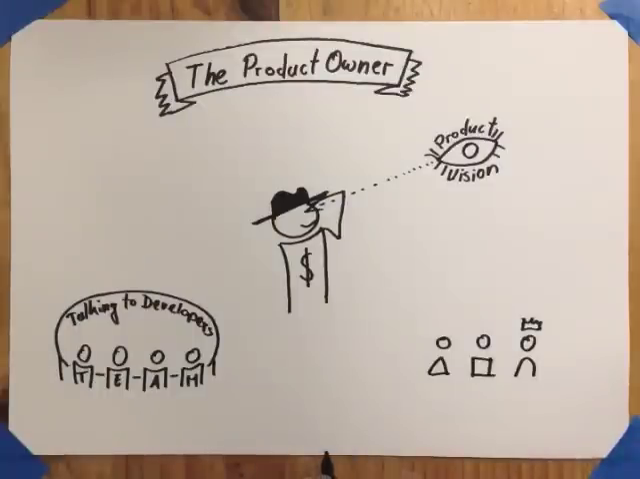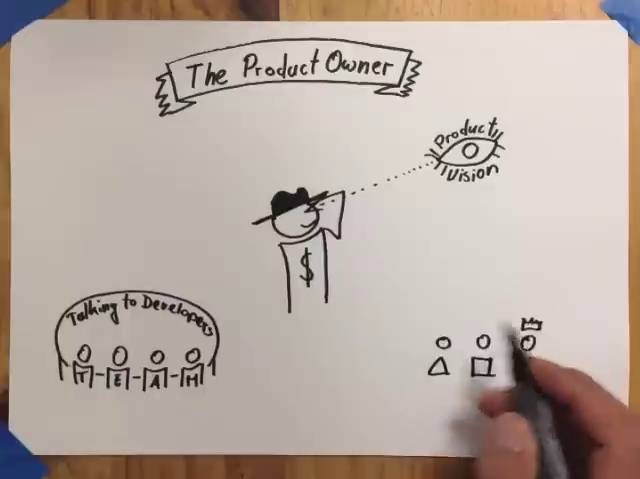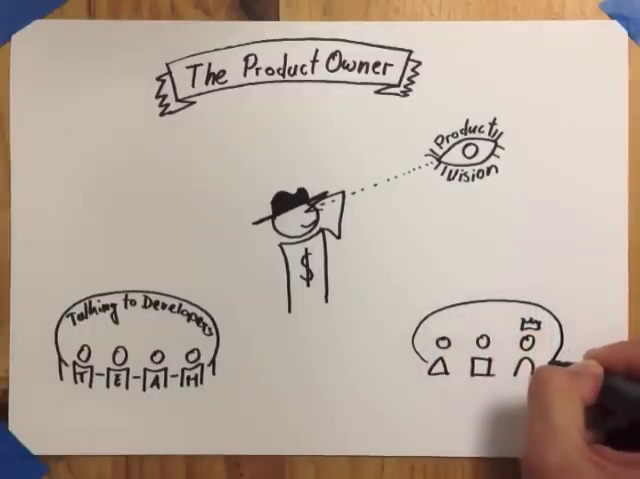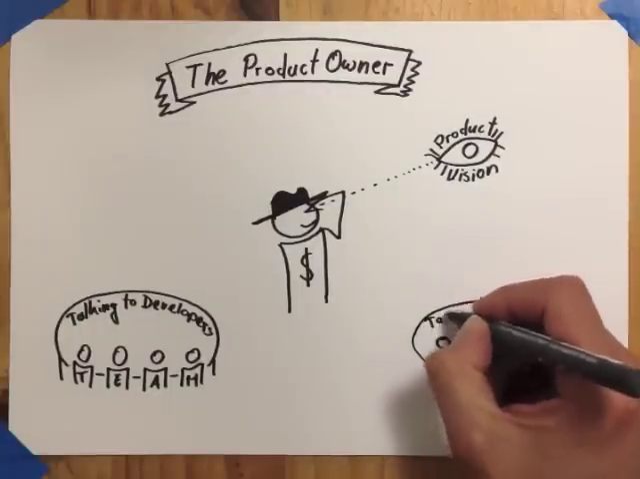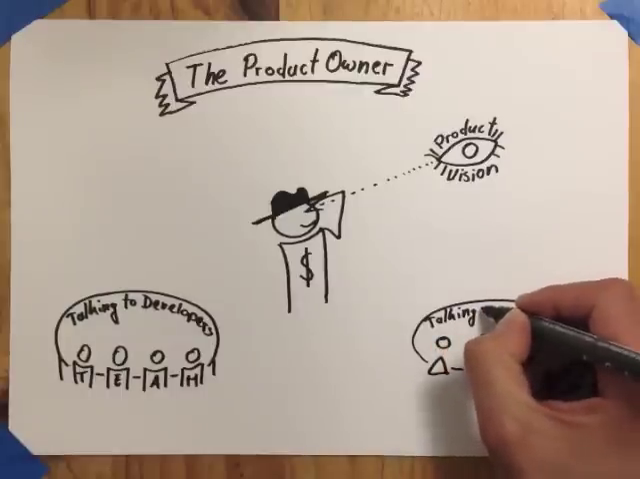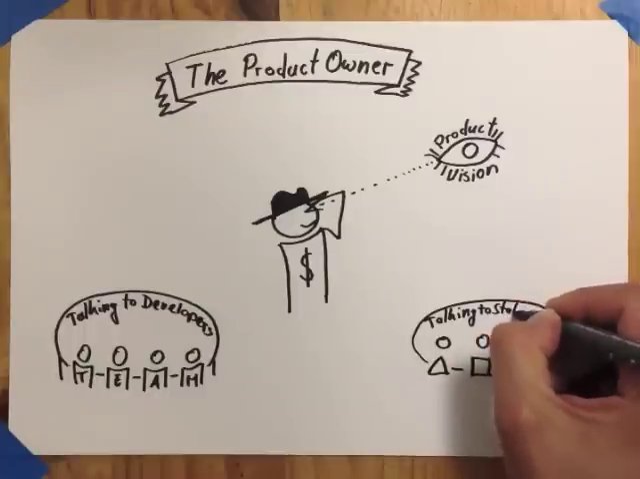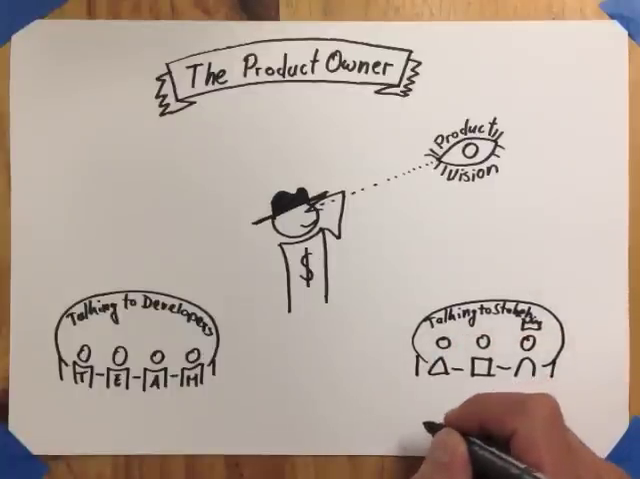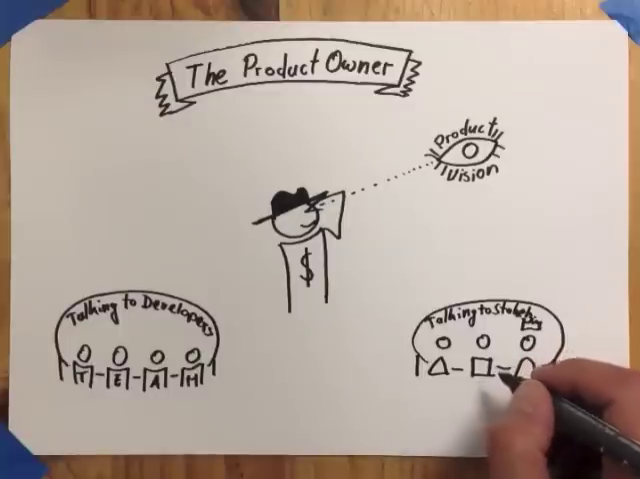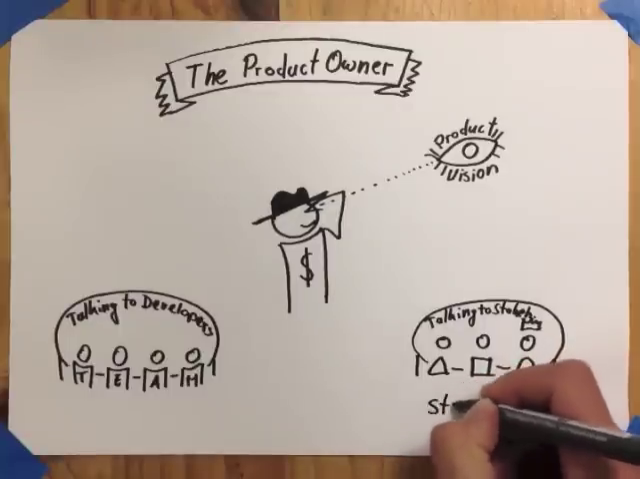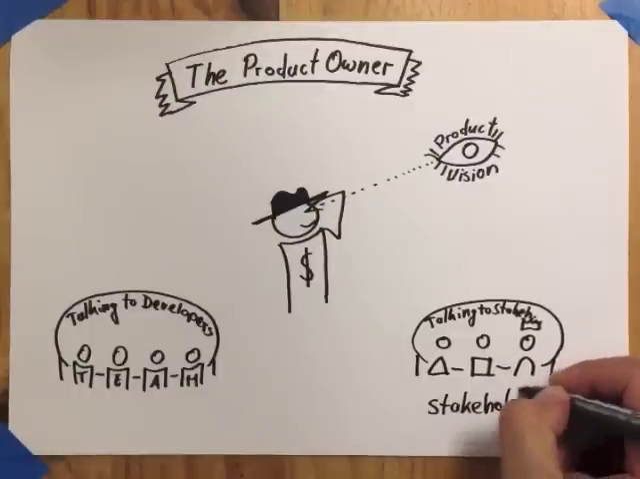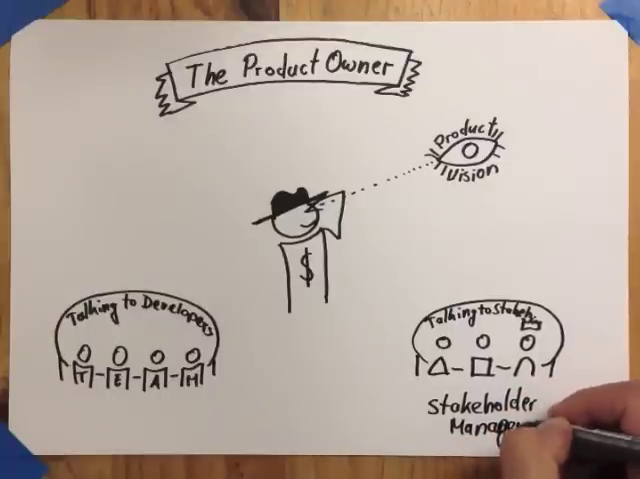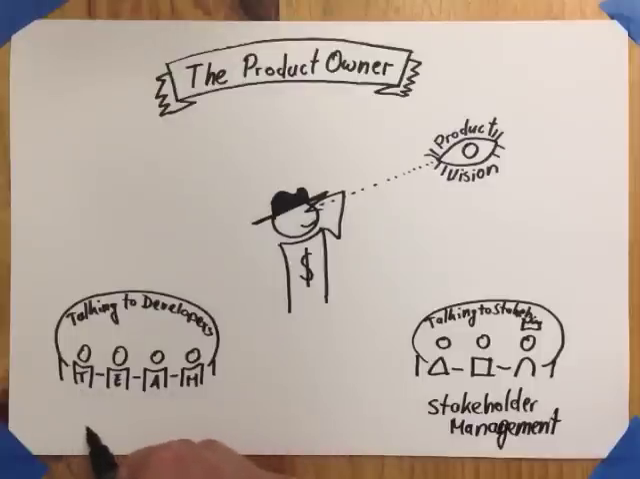In Scrum the client is not the king, but yeah, give him the crown for now. Okay? And he's also talking a lot to these guys. So he's talking to stakeholders. So I think the job of a product owner has two major things. One is the stakeholder management. And the other thing is the developer management.